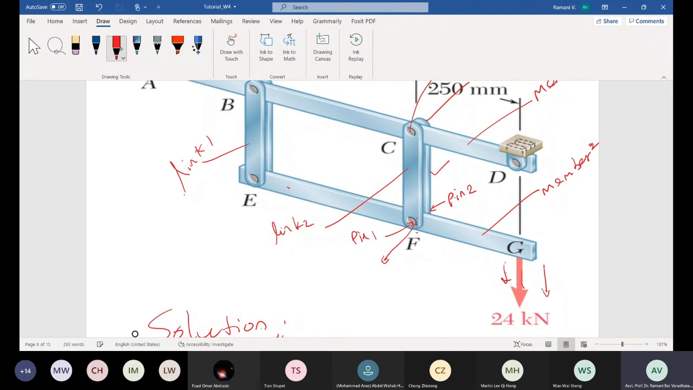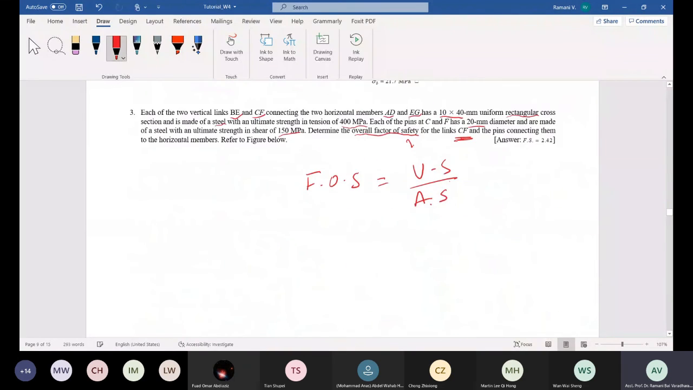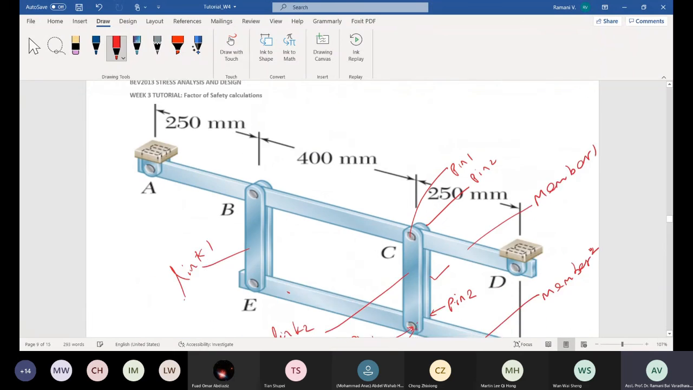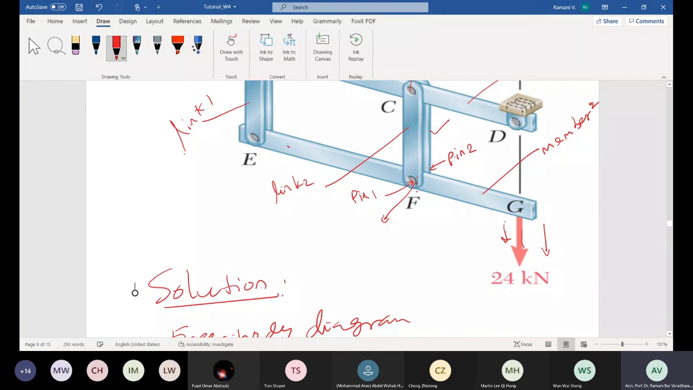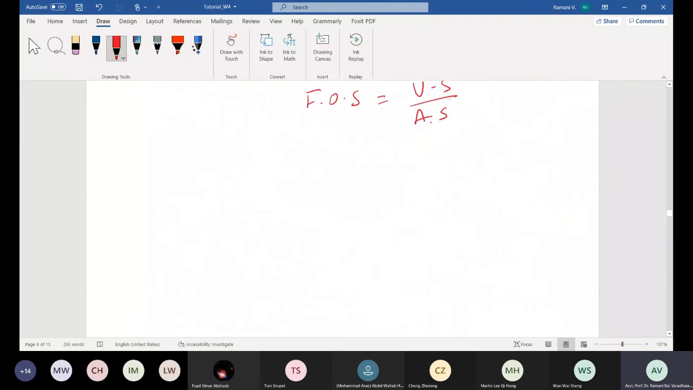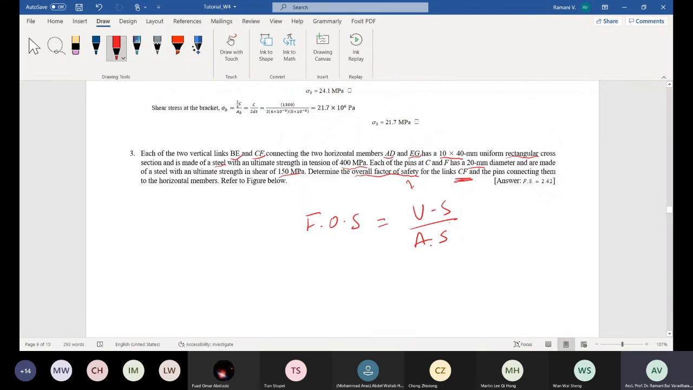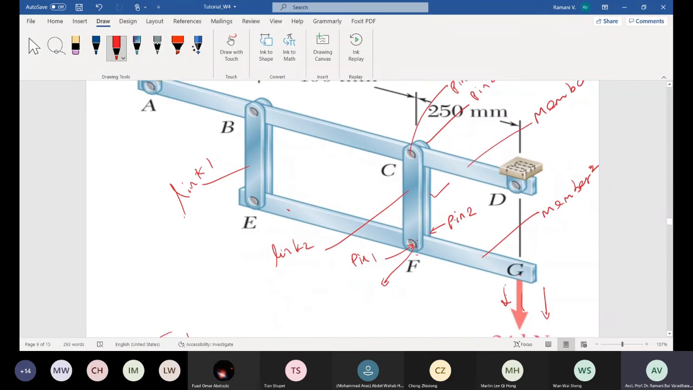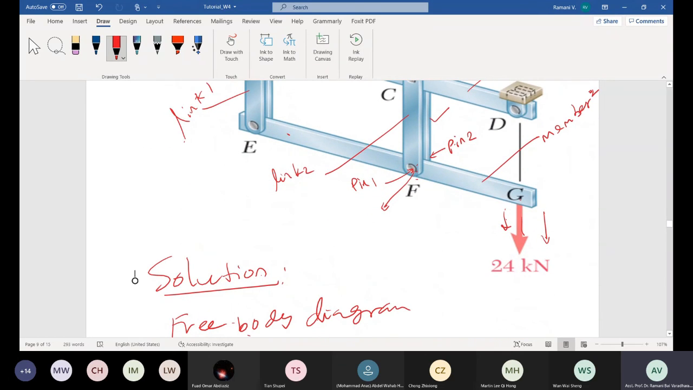0.4, and the dimension is 10 by 40, EG. What's the value given? AD and EG. AD and links, AD and member only. Member cross section is this cross section. This cross section is the 10 by 40, isn't it?